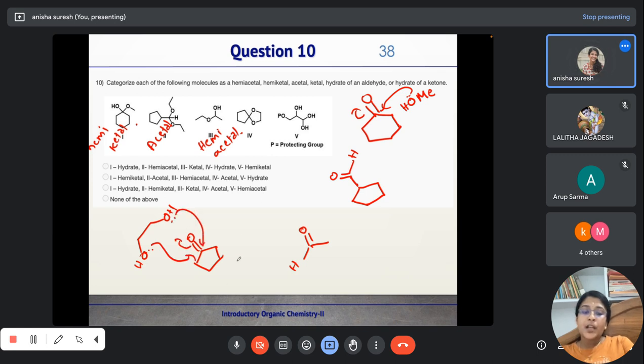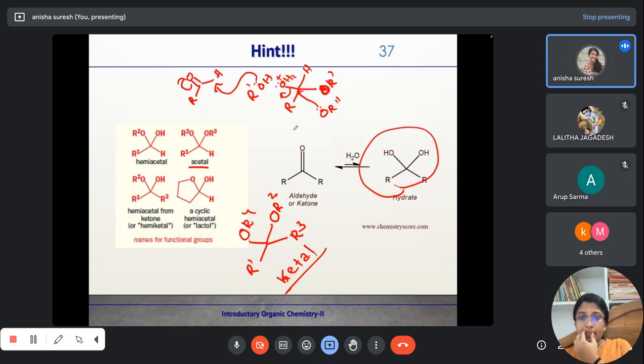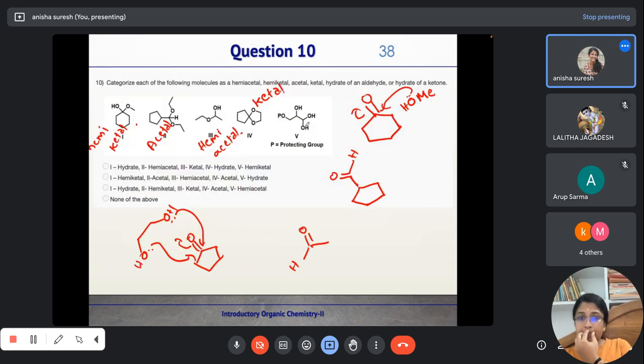This will be removed. So this is an example of ketal. Ketal is sometimes called acetal itself. This is also an example of ketal. It can also be called acetal at times. And here two alcohol molecules are adding, as we have seen here. See this? So this is an example of hydrate. So option B is the right answer.